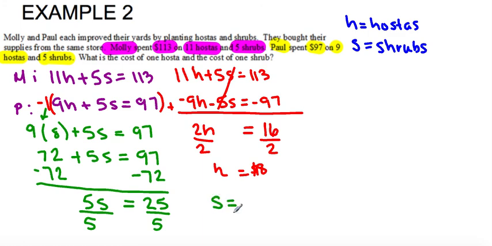So S equals 5. So it's $5, the cost of 1 shrub.